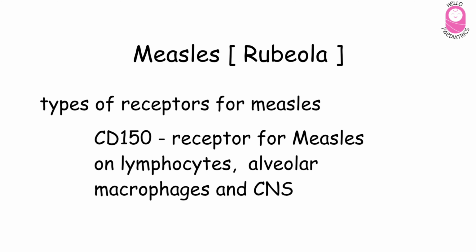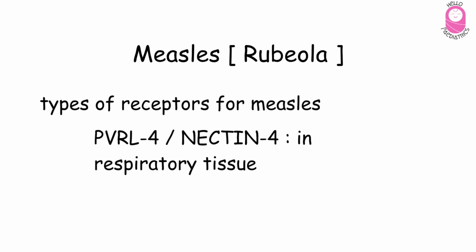Coming to the type of receptors, CD150 receptor and the PVRL4 receptor. These two receptors are important to remember. They are present on the lymphocytes, alveolar tissue and CNS and the respiratory tissue respectively. PVRL4 is also known as Nectin-4 receptor.